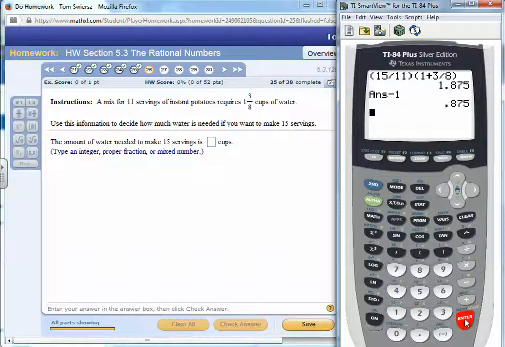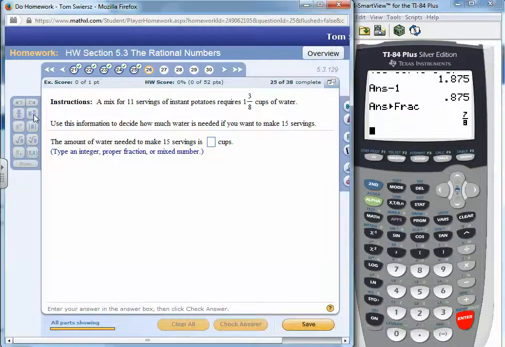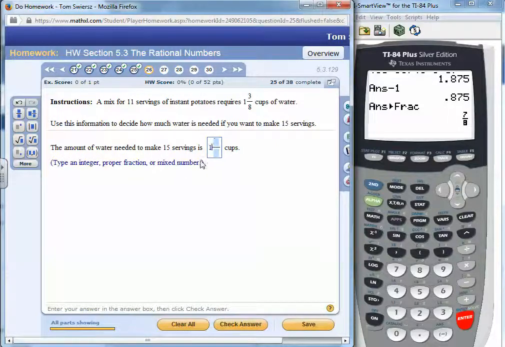We know that's the whole number. And then the fraction for the remaining decimal, 0.875, is 7/8. So we know our answer is the mixed number. The whole number is 1, and the fractional part is 7/8.